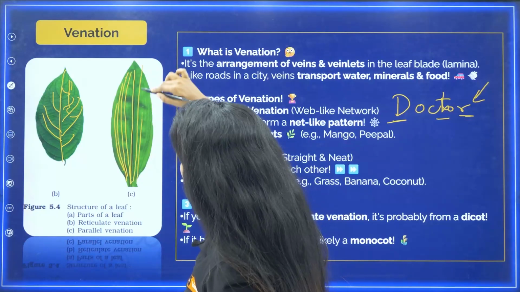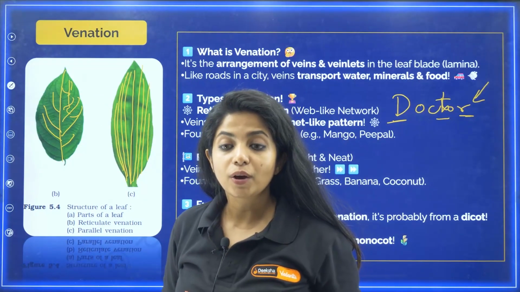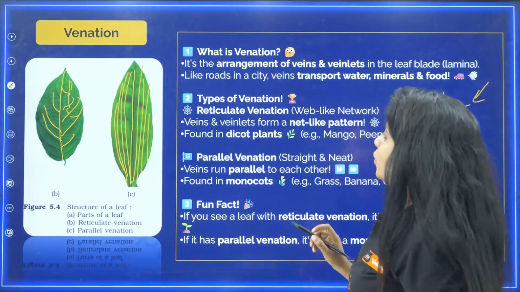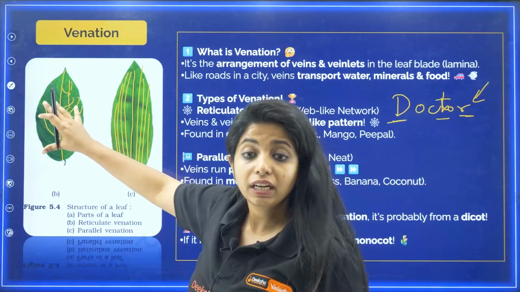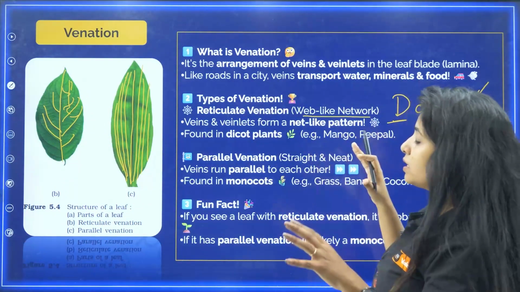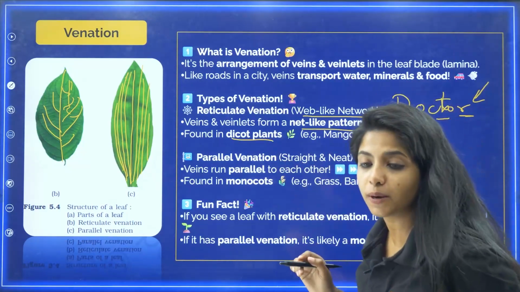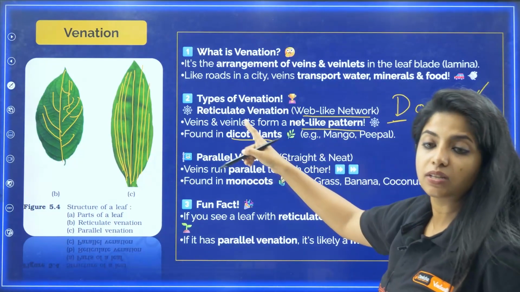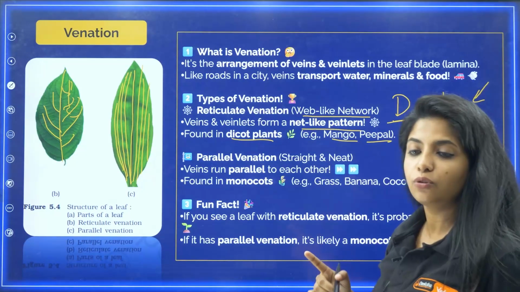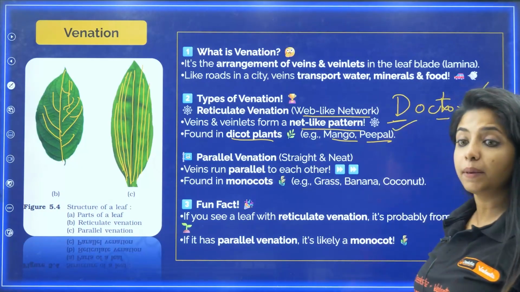Which one of these do you think you find in mango? Tell me. In the case of mango, you can find reticulate venation. Go check the leaf. Reticulate venation is like a web-like network. Veins and veinlets form a net-like pattern found in what? Dicot plants. I already told you, dicot plants have reticulate venation. Examples are mango and peepal. If you see the mango leaf, you will understand it's showing reticulate venation, and it is found in peepal also.